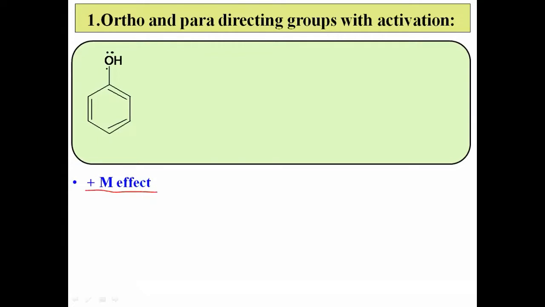Now, in the phenol, substituent is the OH, and it belongs to the first category. There is a lone pair of electron on the OH, and it causes plus M effect. That is electron donating mesomeric effect. Now let us see how that OH shows electron donating mesomeric effect. And this OH can donate this electron pair towards aromatic ring. Suppose this electron pair forms a pi bond between oxygen and aromatic carbon. It forms a pi bond between that aromatic carbon and oxygen.